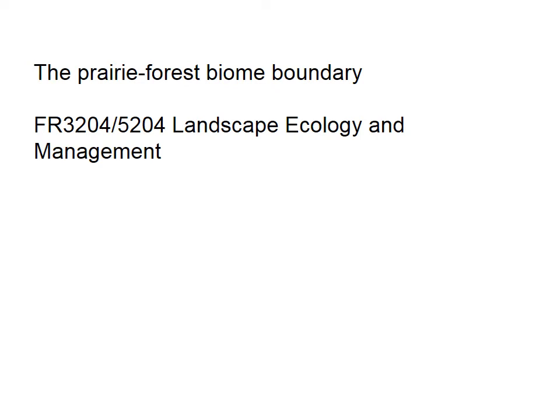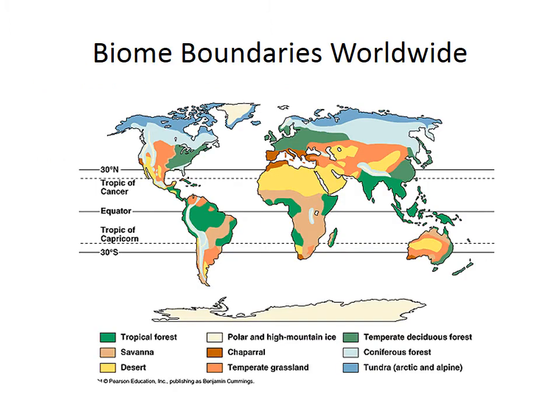This is the lecture on the prairie forest biome boundary. So there are lots of biomes around the world shown on this map. So we have tundra in the north, and then boreal forest to the south of that, and then further south we have temperate forests and grasslands, and those are the boundaries that are of interest here.